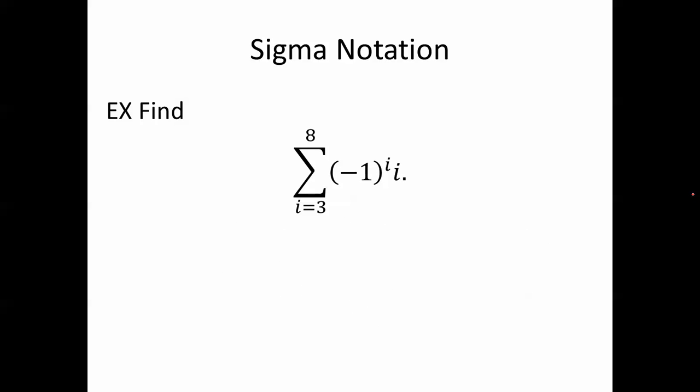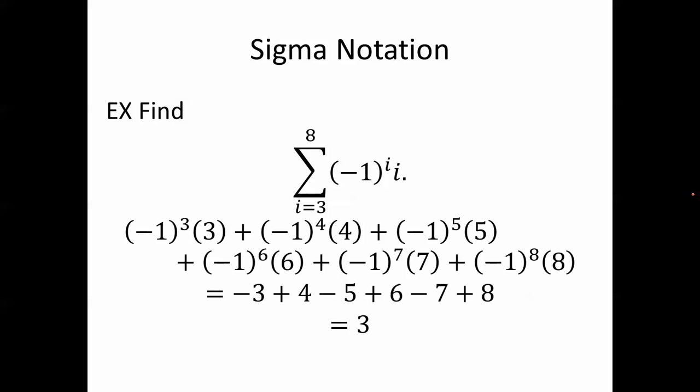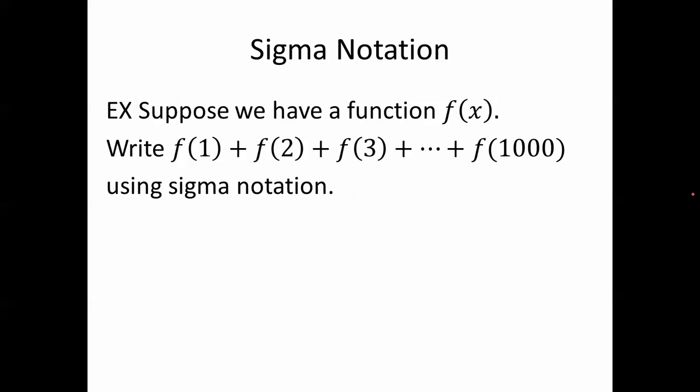How about the sum as i goes from 3 to 8 of negative 1 to the i times i? Well, that'd be negative 1 cubed times 3 plus negative 1 to the 4th times 4 plus and so on, all the way up to negative 1 to the 8th times 8. So it'll be negative 3 plus 4 minus 5 plus 6 minus 7 plus 8, and all of that adds up to 3.